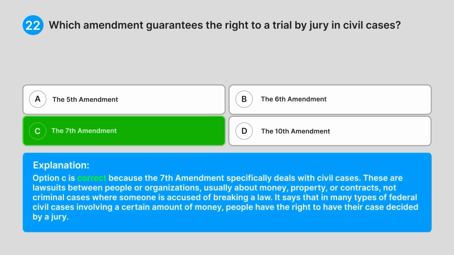Explanation. Option C is correct because the 7th Amendment specifically deals with civil cases. These are lawsuits between people or organisations, usually about money, property, or contracts, not criminal cases where someone is accused of breaking a law. It says that in many types of federal civil cases involving a certain amount of money, people have the right to have their case decided by a jury.